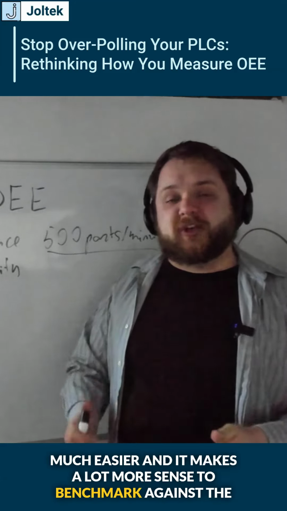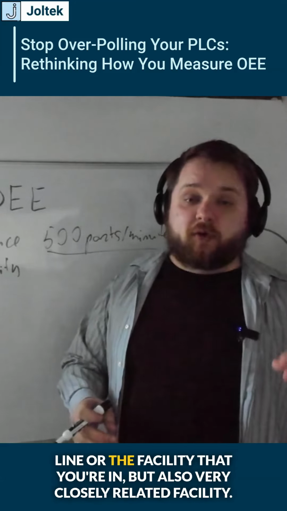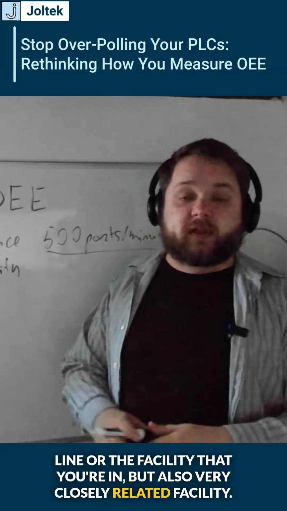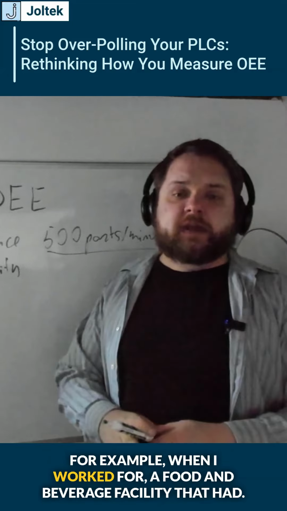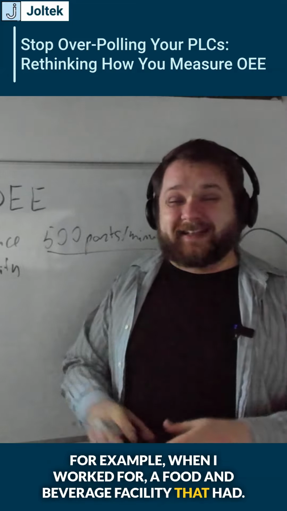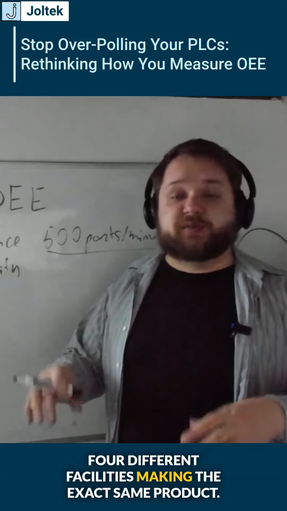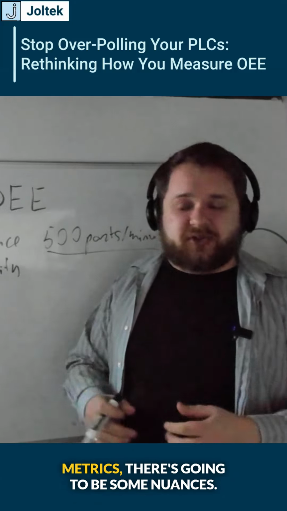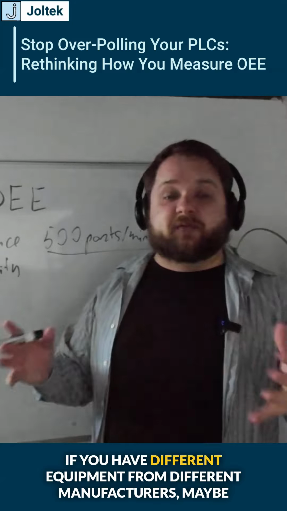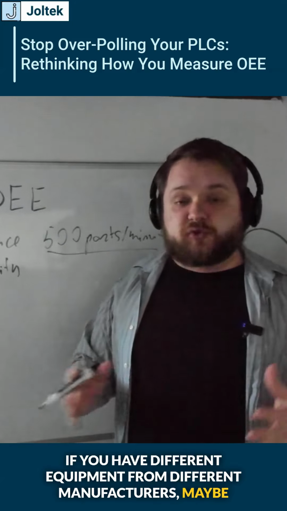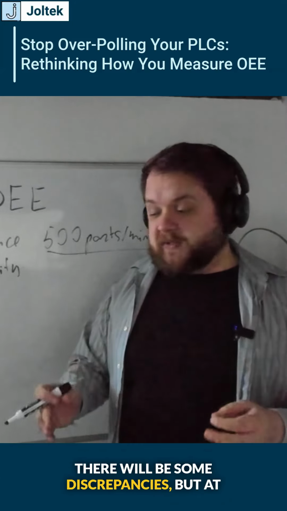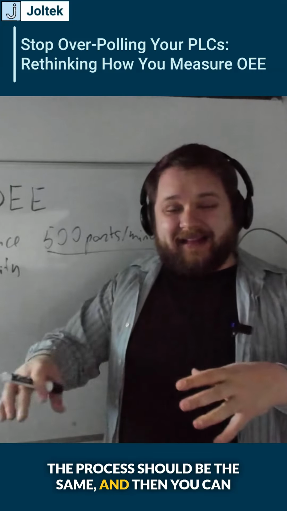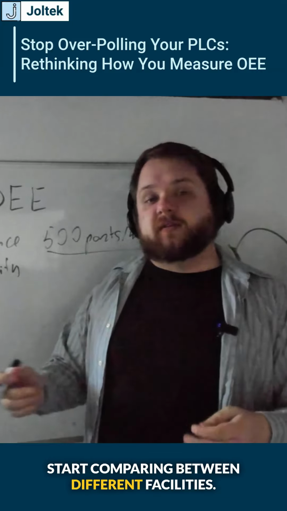The other item that I've mentioned a couple of times is that it's usually much easier and it makes a lot more sense to benchmark against the line or the facility that you're in, but also a very closely related facility. For example, when I worked for a food and beverage facility that had 4 different facilities making the exact same product, that's when you can standardize on the metrics. There are going to be some nuances. If you have different equipment from different manufacturers, maybe there will be some discrepancies, but at least you're making the same product. The process should be the same, and then you can start comparing between different facilities.